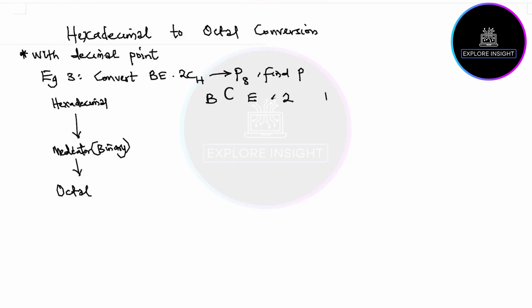Now, B literally means 11. E is 14. And we have this 2. And C is 12.